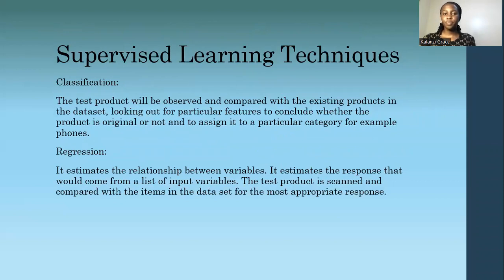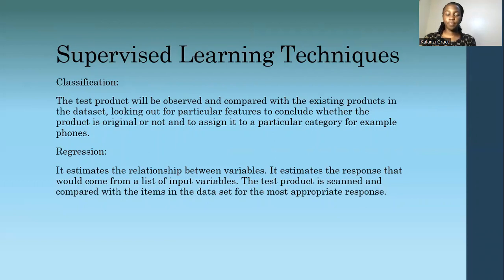So when we look at some of the supervised learning techniques, we have classification, like I said before. The test product is brought before the model and it's tested, or the model observes this test product and it's able to see, okay, which category does this product fall under? So it classifies it according to the features that it has already. And it's like, okay, I know already that if something is like this, it should be like this. So it classifies it that, okay, if it's a four-legged creature, then it's an animal.